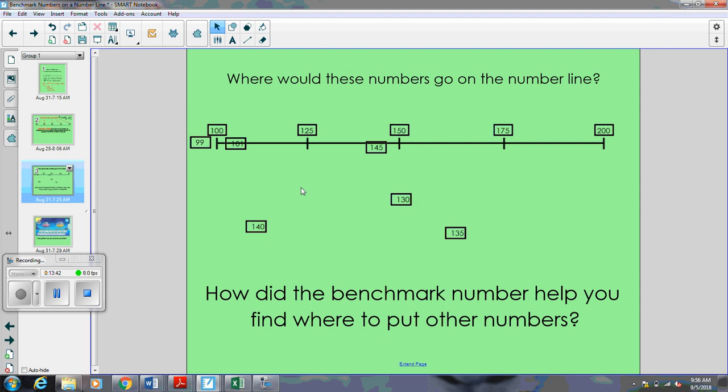Where's 130 going to go on my number line? Aiden? Tracy? Before 125? After? No, before. Right after. In the middle? Where is 130 going to go? You are either looking at the number line that you drew, because it's the same one, or the number line on my board. I'm not looking out in space, though. Maddie, what do you think?